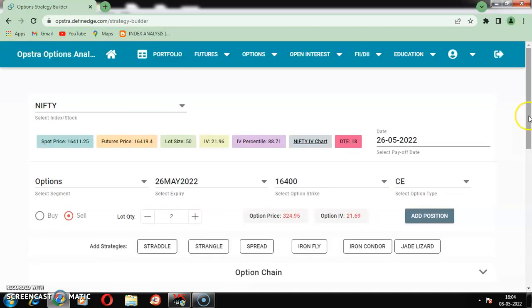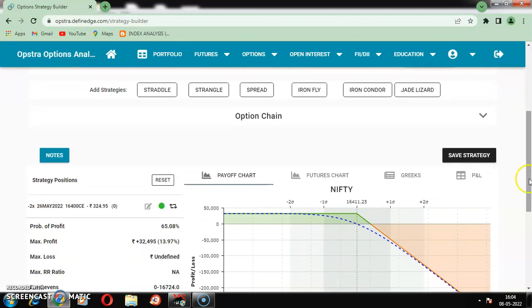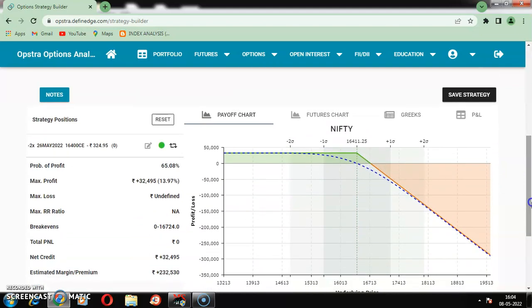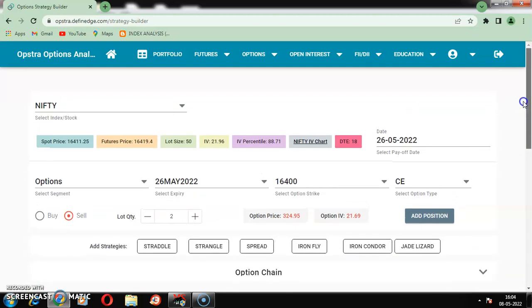Now you see we have already sold this. The maximum profit shows 32,495, but the margin is around 2,38,000 because we have made an option position. The margin can be reduced if we hedge the position. This is the beauty of this strategy.